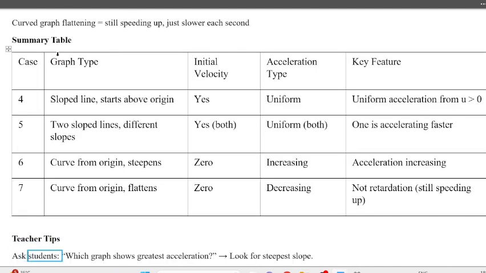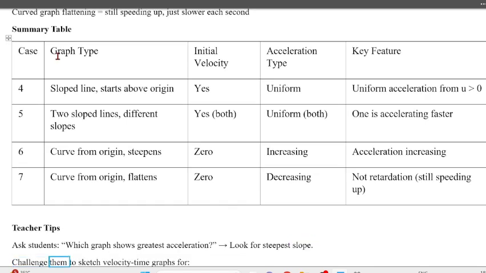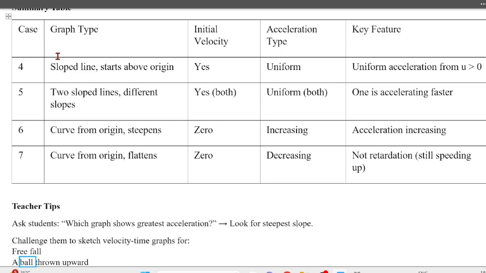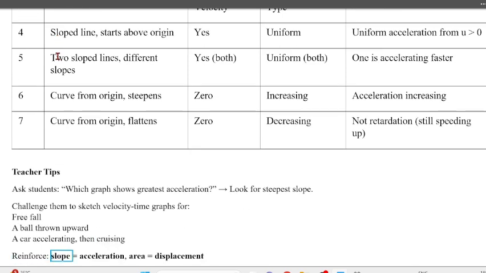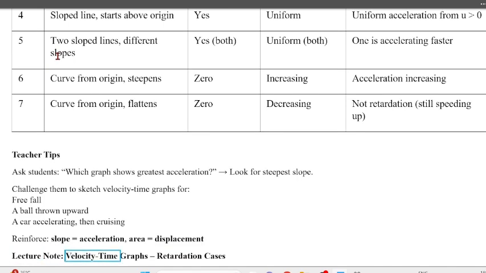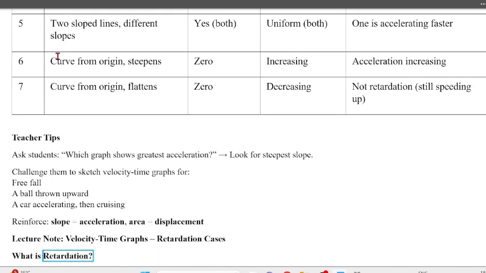Teacher tips: ask students which graph shows greatest acceleration. Look for the steepest slope. Challenge them to sketch velocity-time graphs for free fall, a ball thrown upward, a car accelerating then cruising. Reinforce: slope is equal to acceleration, area is equal to displacement. Lecture note: velocity-time graphs, retardation cases. What is retardation?